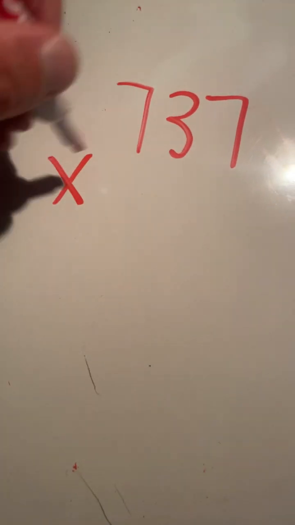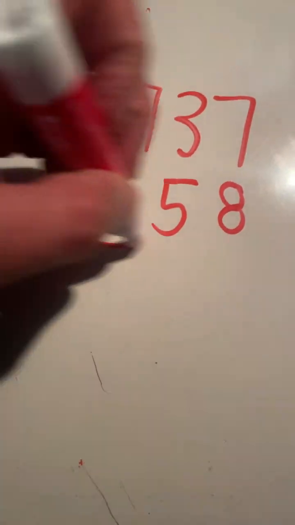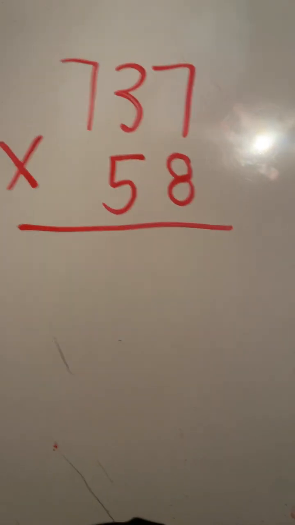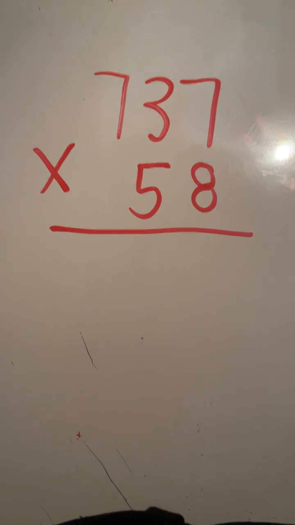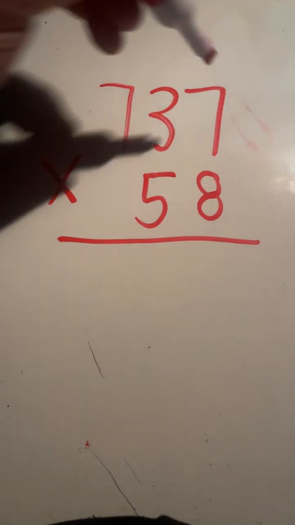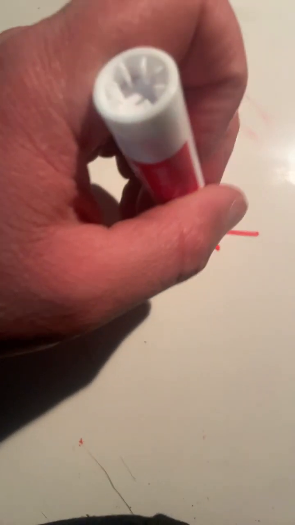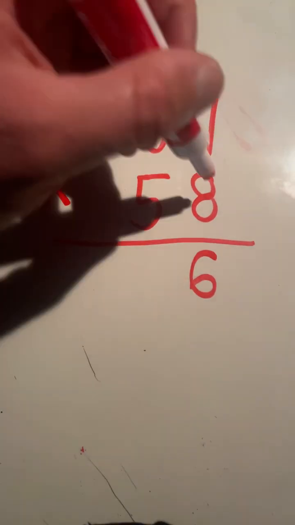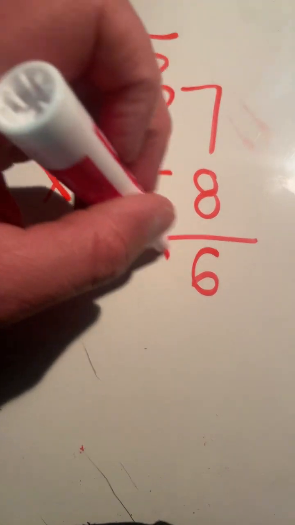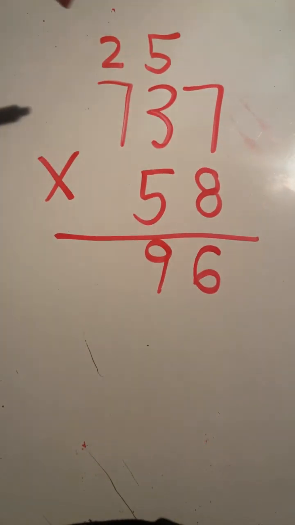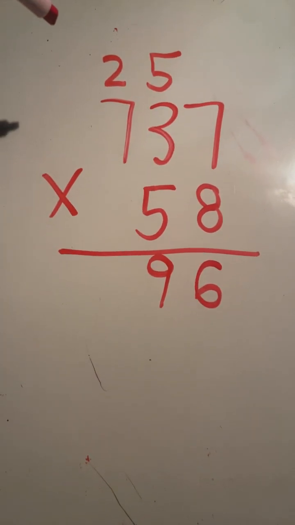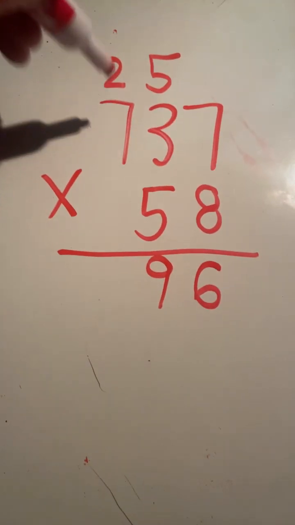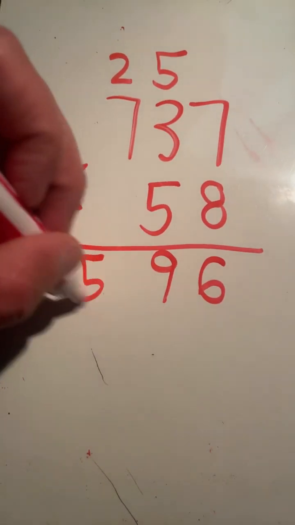All right, 737 times 58. That'll be our next problem. So step 1, we multiply both digits in the ones place. 7 times 8 equals 56. 6, carry the 5. 3 times 8 equals 24, plus 5 equals 29. 9, carry the 2. 7 times 8 equals 56, plus 2 equals 58.